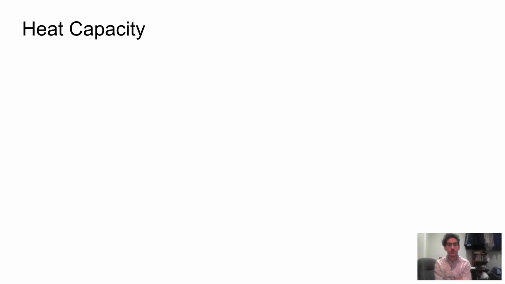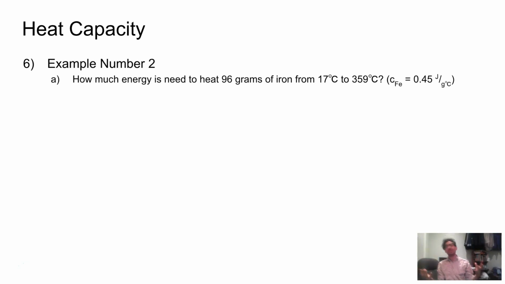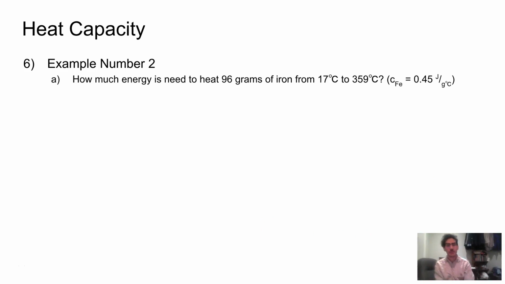Well, let's look at a few more practice problems. Here's another one. How much energy is required to heat 96 grams of iron from 17 degrees Celsius to 359 degrees Celsius? And here is our specific heat. Why don't you pause the video and, using your notes on that previous slide, see if you can solve this problem. Sweet, well, let's go through it together.